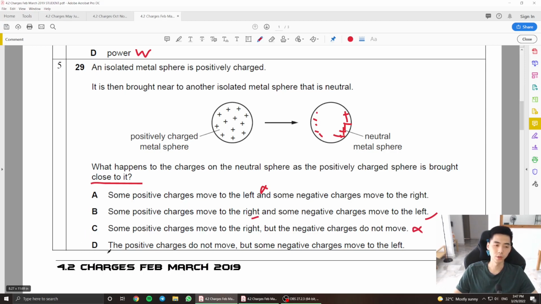In this question, you're supposed to understand that the positive charges are actually not supposed to move, because only free moving electrons are supposed to move. So that is going to be the answer here.